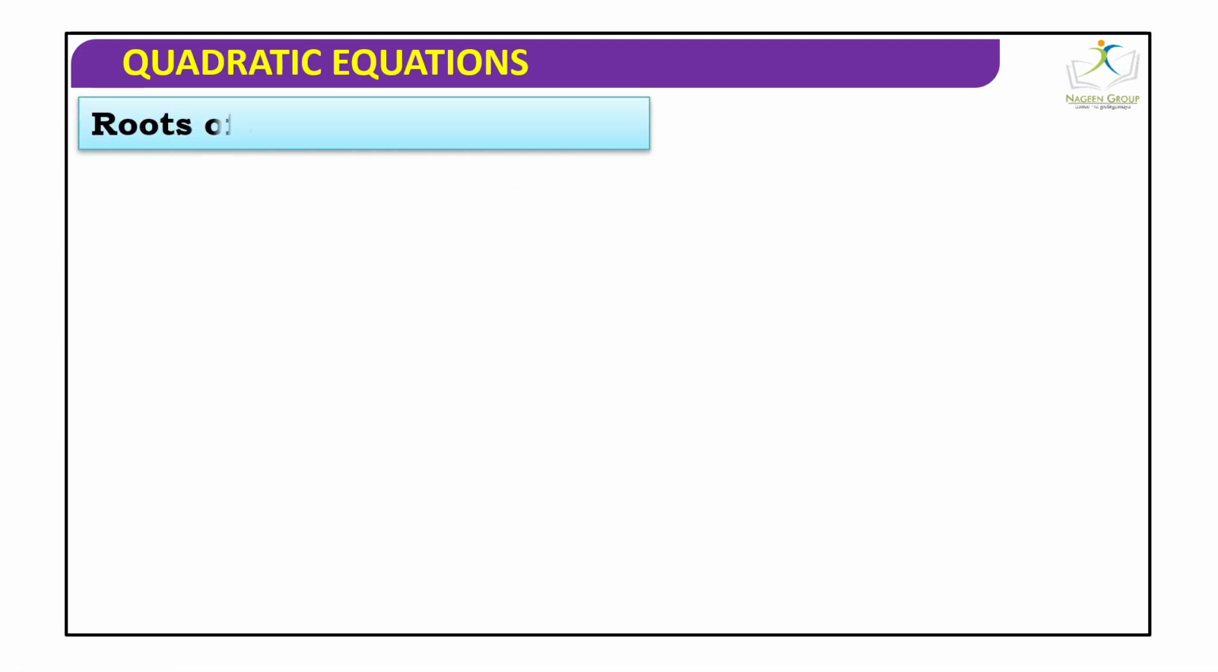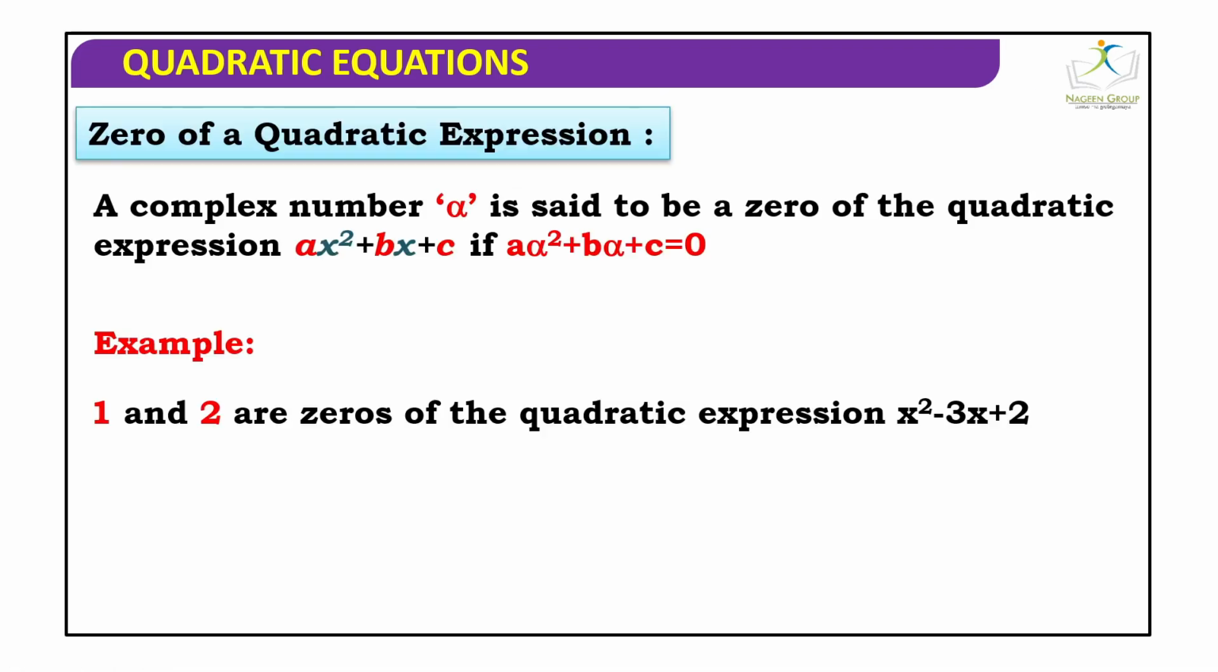So here, let's understand. If you put 1 here, we get 1 whole square minus 3 into 1 plus 2. So this is 1 minus 3 plus 2, which is minus 2 plus 2. This is completely equal to 0. So 1 is a zero of the polynomial.